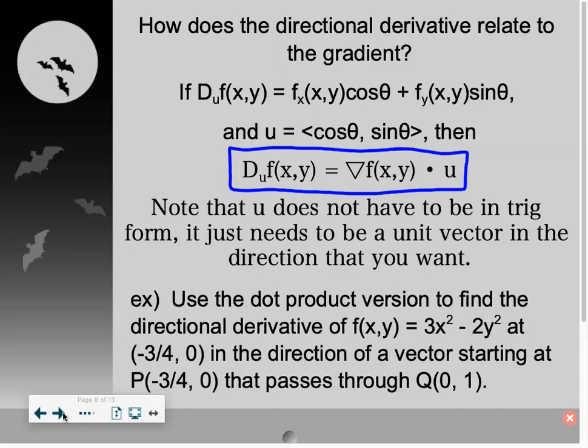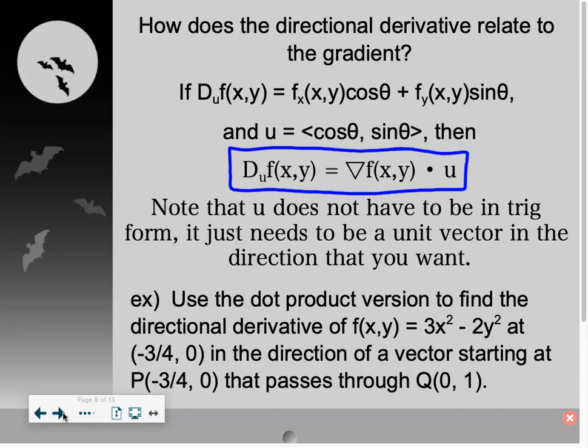U can be, if I know that I'm going in the direction of like -5, -2, right? As long as I get a unit vector that's in that direction, that can be my u. It doesn't have to be in terms of an angle. It can be in terms of components, right? It can be either way. As long as it's a unit vector though, otherwise it doesn't work, because it changes your slope then. All right, use the dot product version.